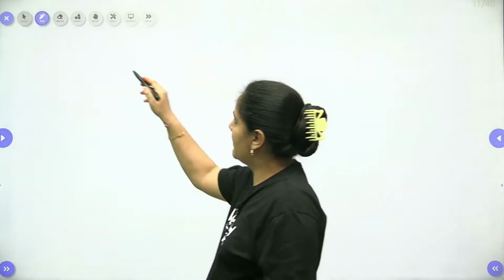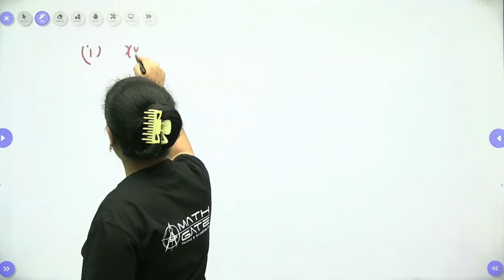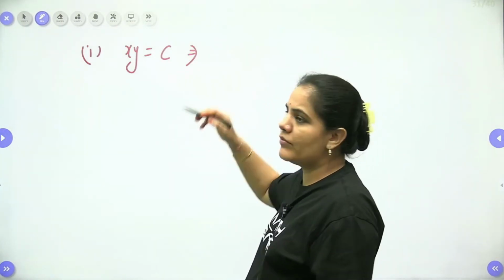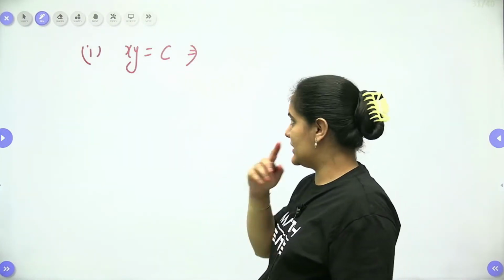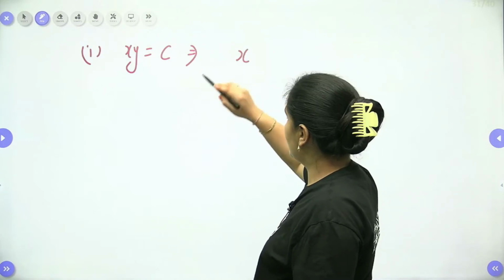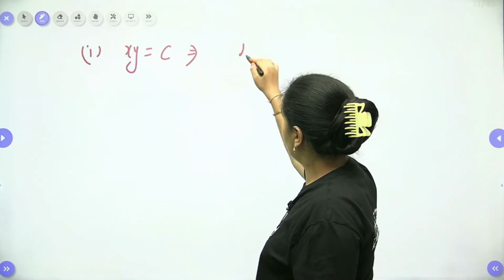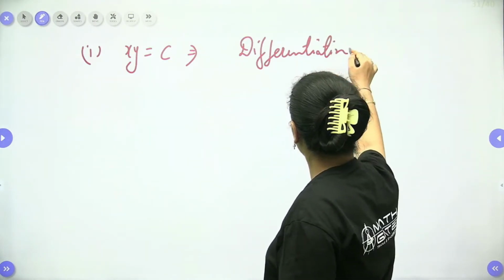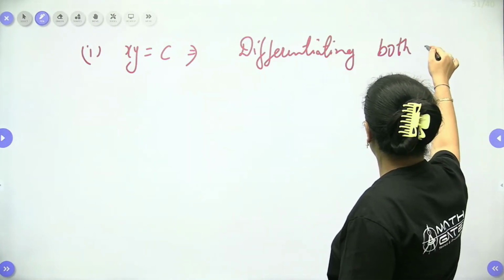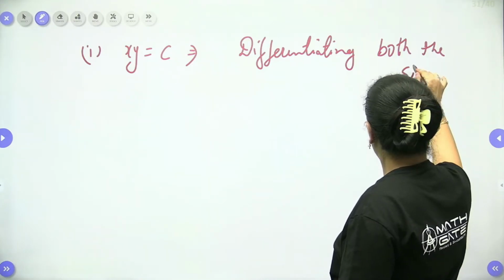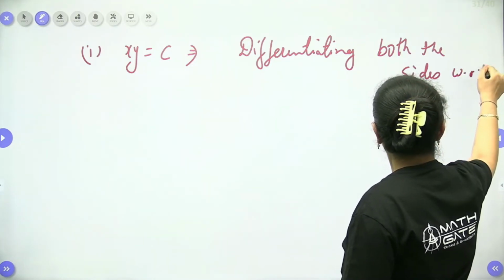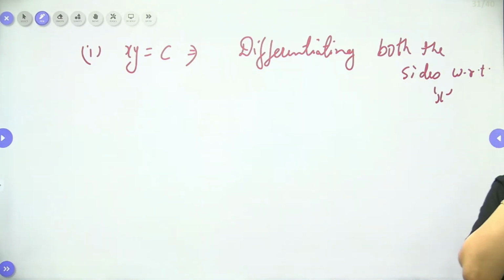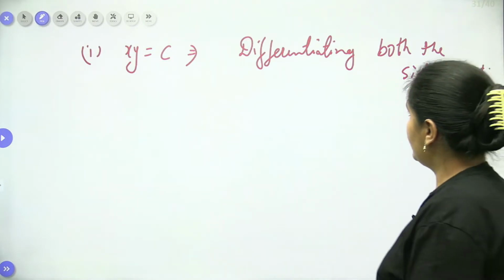Let's start with the first example. We have xy is equal to c. Now we have to formulate a differential equation. As we know very well, we have to differentiate this. So when we differentiate, my dear students, differentiating both the sides, let's write down here, differentiating both the sides with respect to x only. Whenever we differentiate it with respect to x, it will become what?